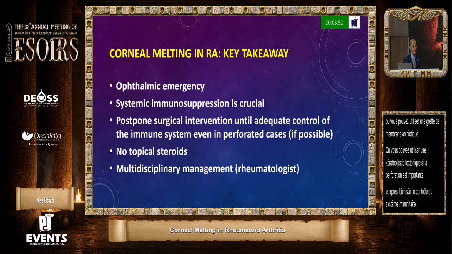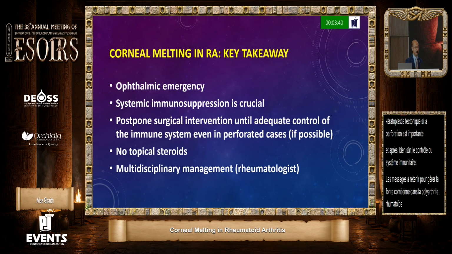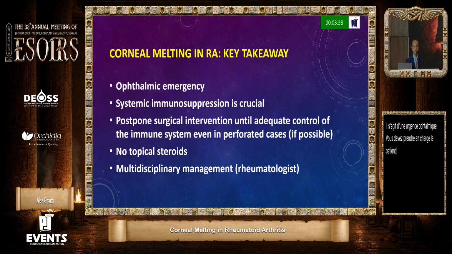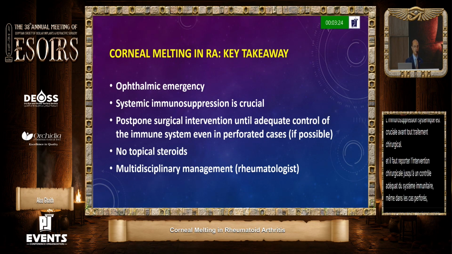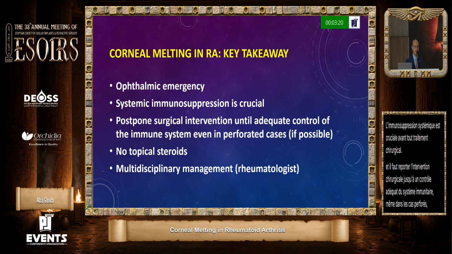The takeaway messages for managing corneal melting in rheumatoid arthritis: it is an ophthalmic emergency. You should manage the patient rapidly. Systemic immunosuppression is crucial before any surgical treatment, and you have to postpone surgical intervention until adequate control of the immune system, even in perforated cases. Don't panic. Perforation does not mean the eye is lost. You can wait until proper conditions are available.